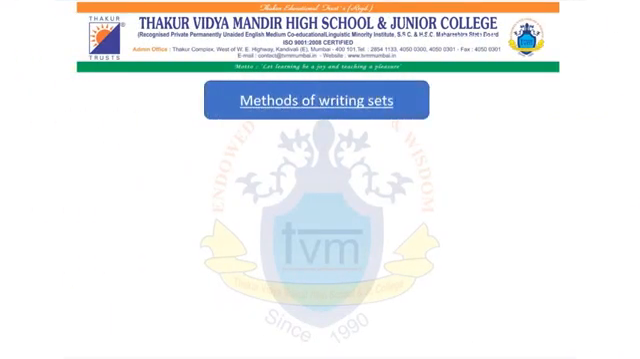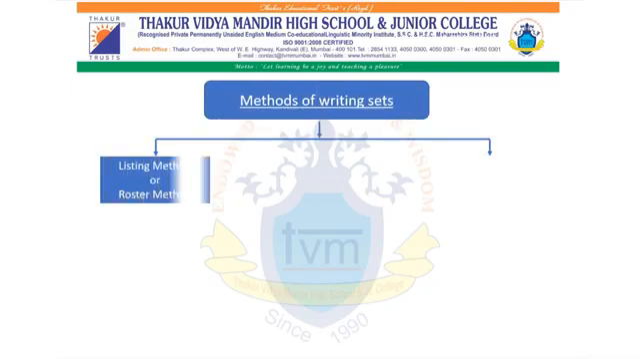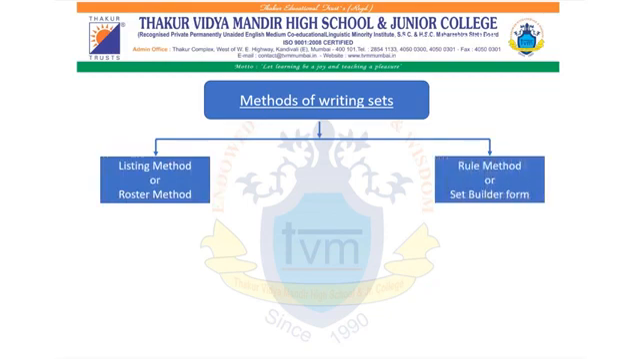Now we will learn methods of writing sets. There are two different methods of writing sets. First one, listing method or roster method. Second one, rule method or set builder form. These are the two different methods of writing sets.